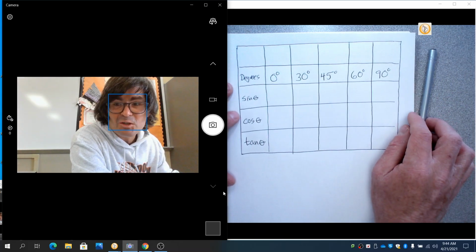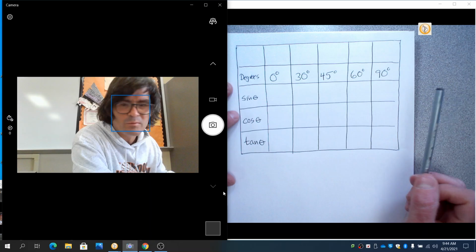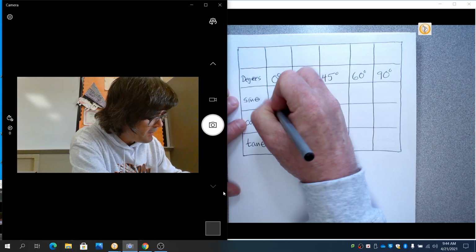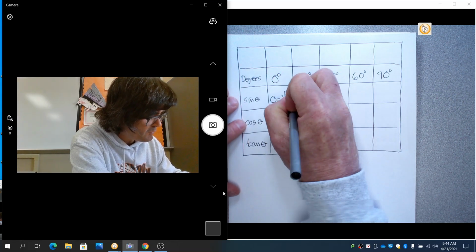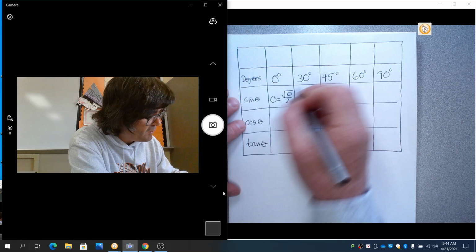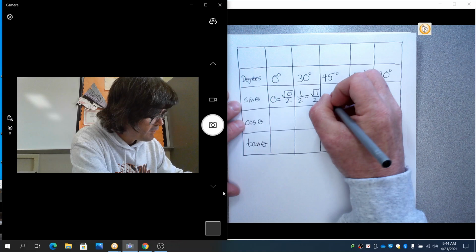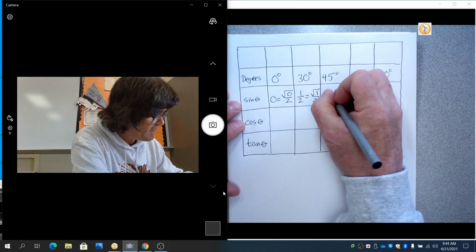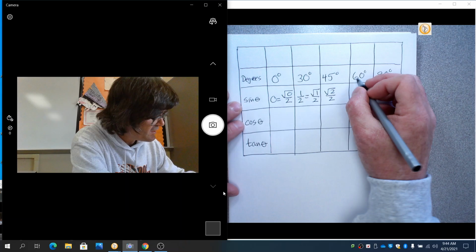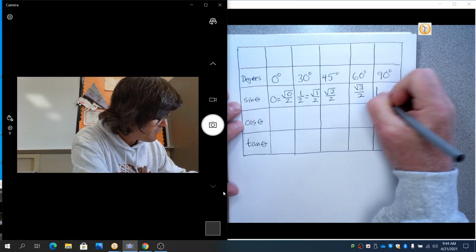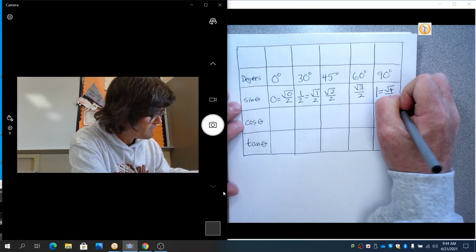The first thing about the unit circle you need to know are these 5 angles with sine, cosine, tangent. So I'm going to show you a foolproof way to remember them. First of all, the sine of 0 is just 0. I'm going to write that as the square root of 0 over 2. The sine of 30 degrees is 1/2, the square root of 1 over 2 there. The sine of 45 is root 2 over 2. The sine of 60 is root 3 over 2. And finally, the sine of 90 is 1, which is the same as root 4 over 2.